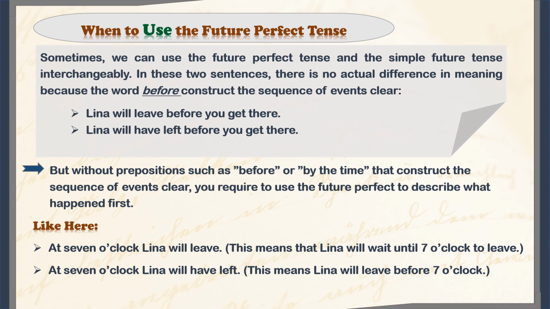For example, at 7 o'clock, Lena will leave. This means that Lena will wait until 7 o'clock to leave. At 7 o'clock, Lena will have left. This means Lena will leave today before 7 o'clock.